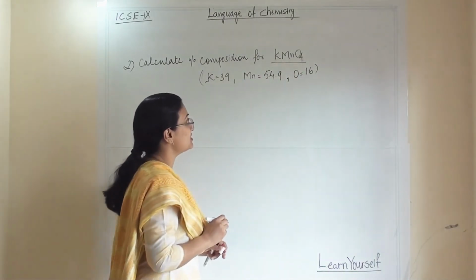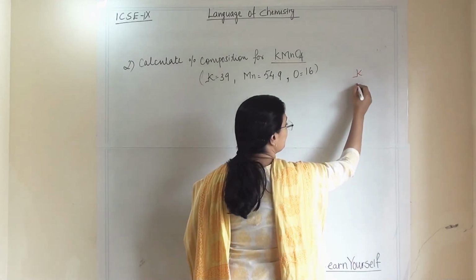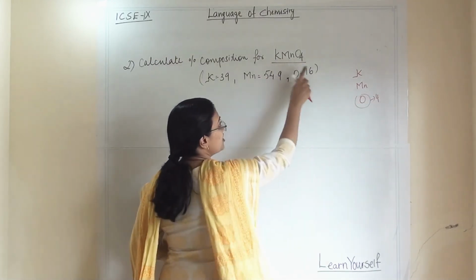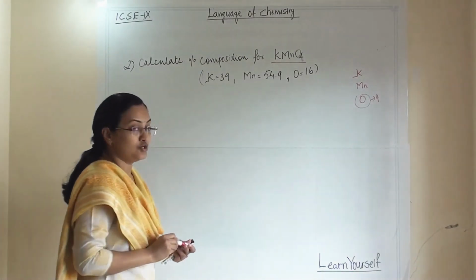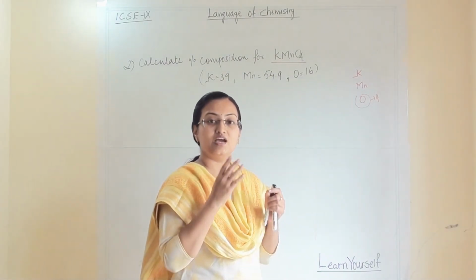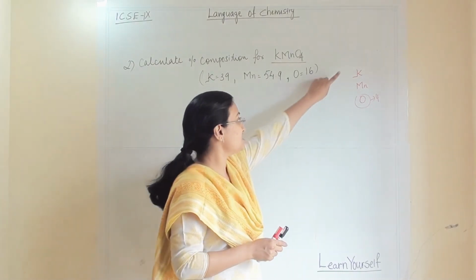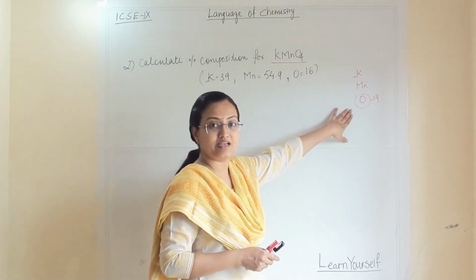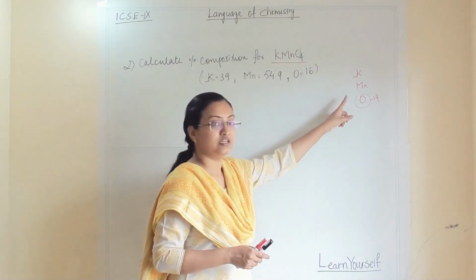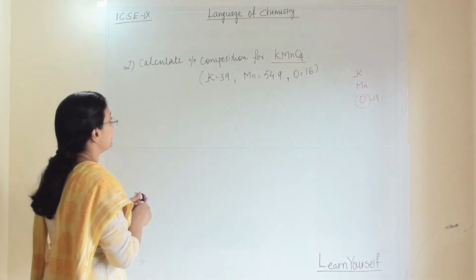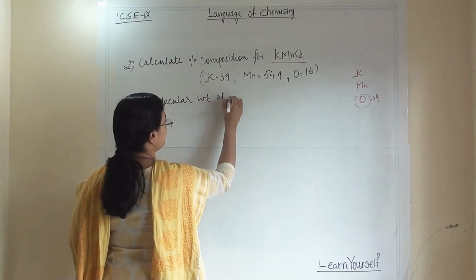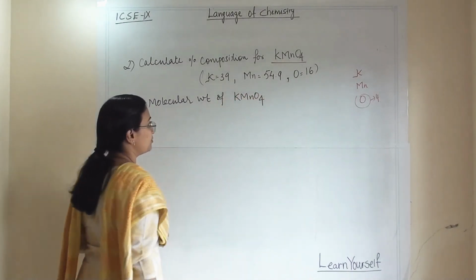Our next numerical is calculate the percentage composition for KMnO4. So in this molecule we have potassium, we have manganese, and we have total 4 oxygen. 1 potassium, 1 manganese and 4 oxygen. So to find out percentage composition, there are 2 steps. First we have to find out molecular weight, and from the molecular weight we will find out percentage composition for potassium, manganese and oxygen. So one molecular weight and the other 3 percentage composition for these 3 different atoms. So let us start with the molecular weight of KMnO4. It is potassium permanganate.